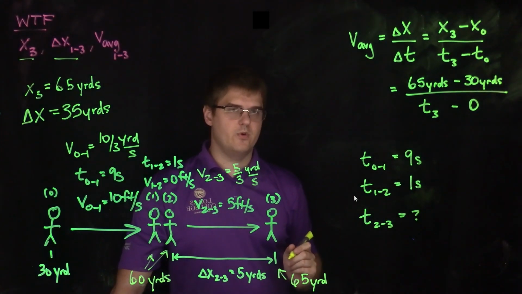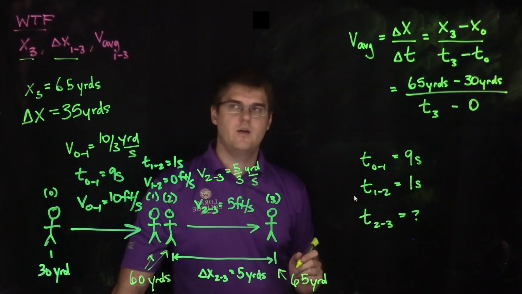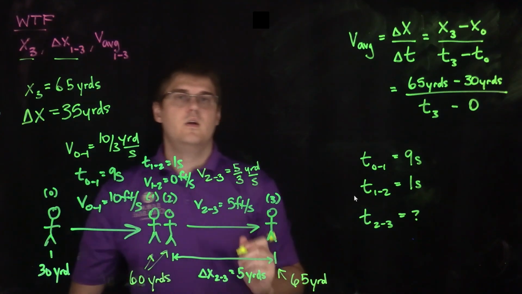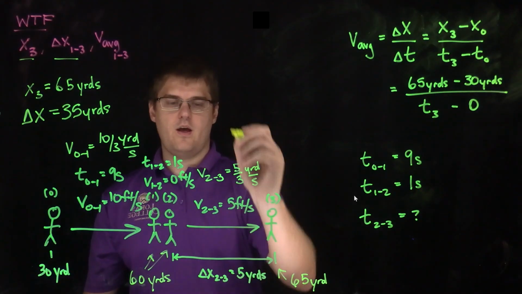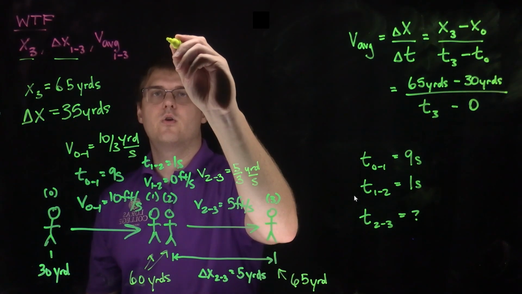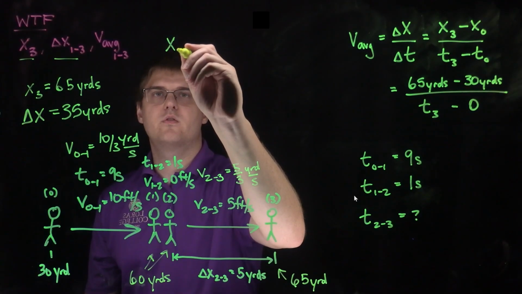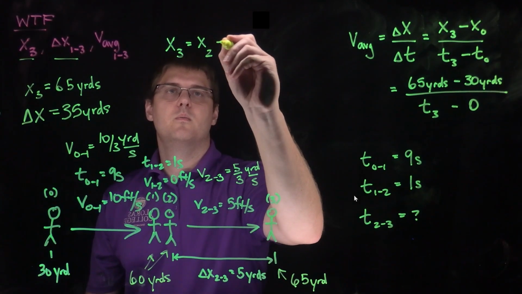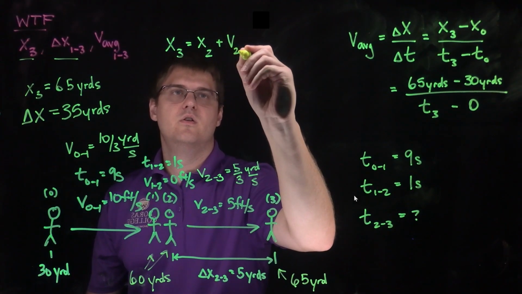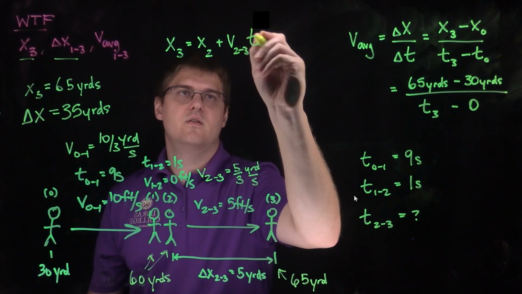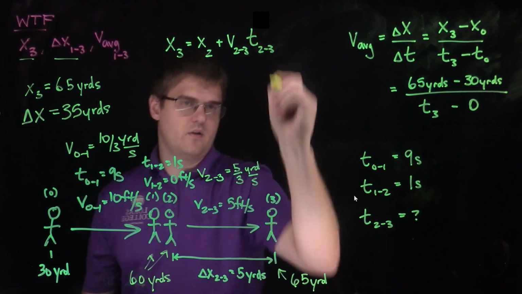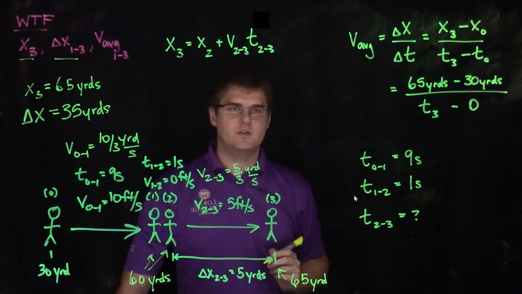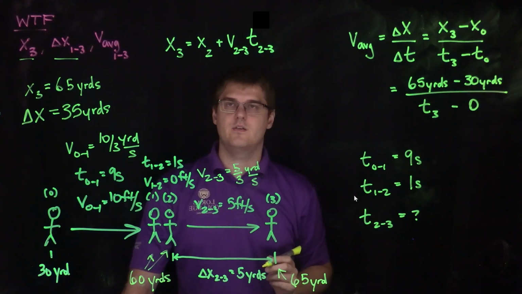Slowly losing more and more workspace. Okay, how can I find my time at time 2 to 3? Time 2 to 3, I know that I can throw in my normal equation. x3 is equal to x2 plus velocity 2 to 3 times time 2 to 3. And look at that, I have found a place where my time 2 to 3 shows up in the equation. So I can work with that.